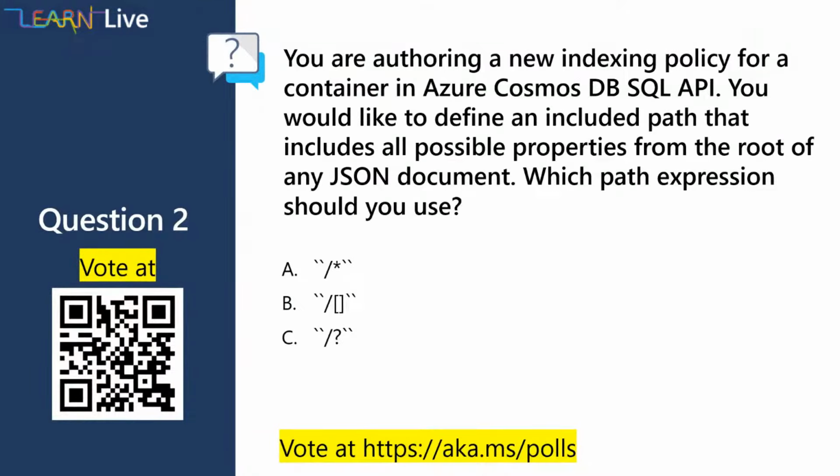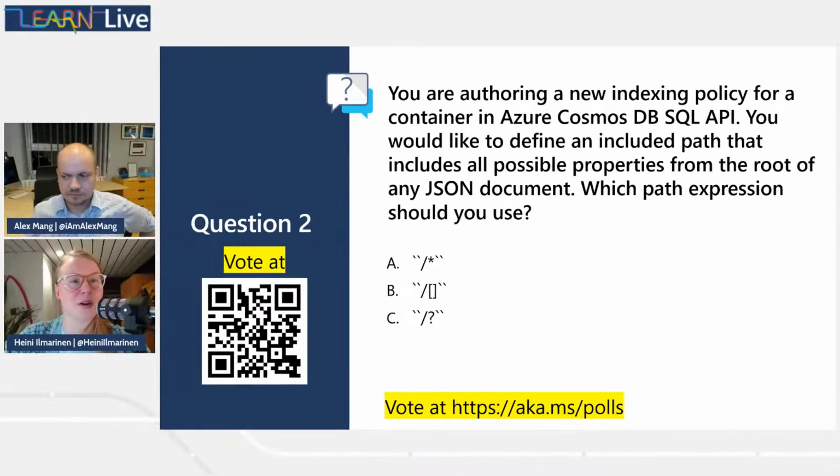Want to take the second question as well? All right. So question number 2. You are authoring a new indexing policy for a container in Azure Cosmos DB SQL API. You would like to define an included path that includes all possible properties from the root of any JSON document. Which path expression should you use?